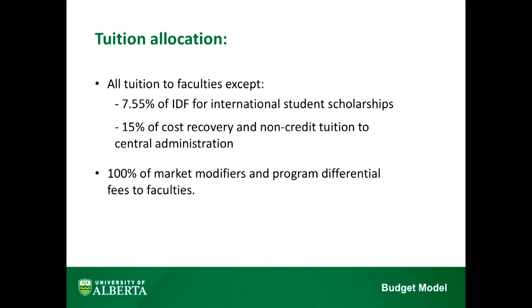So there are 2 different pots of money that fund the teaching component. The first is the program funding coming from the Campus Alberta grant. The second is the tuition dollars that the students are paying. There are a couple of caveats. If it's international tuition, there's a small amount that gets taken off to fund international student financial supports. And if you're doing a cost recovery or a non-credit, then there's just a 15% overhead just to cover the cost of lights and registrar and everything else that has to happen in order to support those activities.